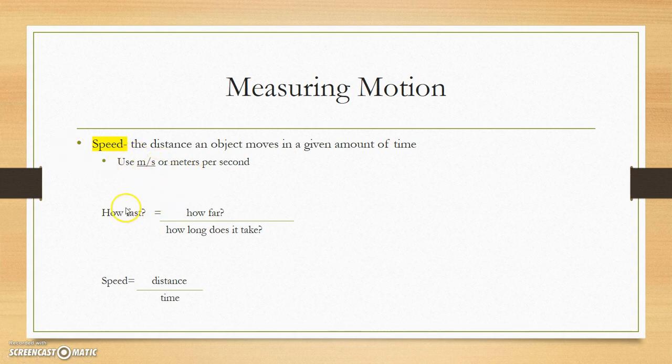So basically we ask our three questions. How fast is equal to how far it goes and how long it took to get there. Or speed equals the distance it traveled over the time. And we're going to work on calculations in class either Monday or tomorrow.